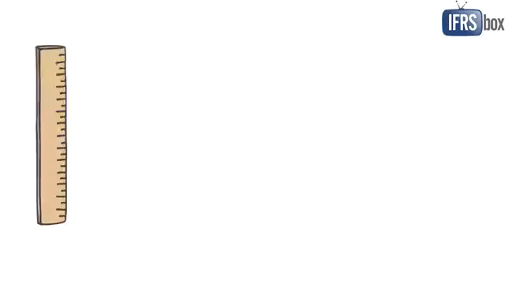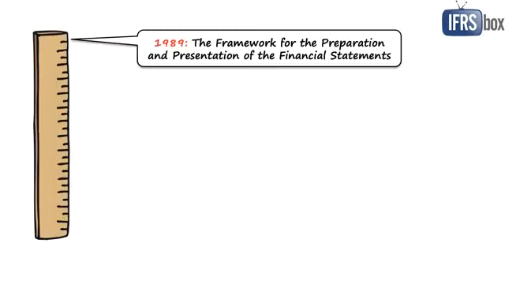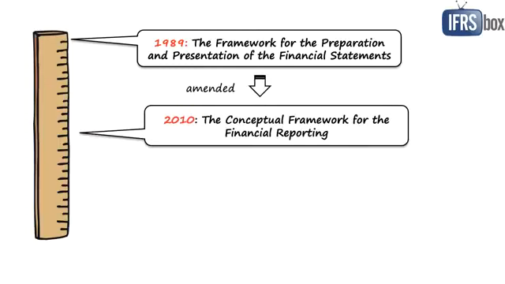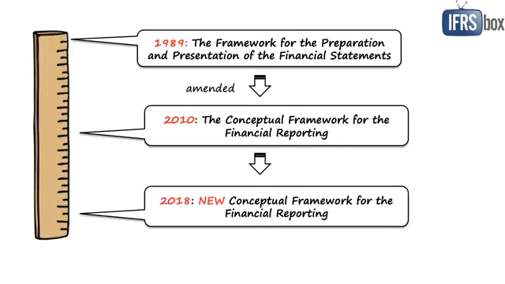Well, in 1989, the Framework for the Preparation and Presentation of Financial Statements was issued, but then the International Accounting Standards Board made amendments to it and the new, although unfinished, framework was issued in September 2010 with a new name, the Conceptual Framework for Financial Reporting. And it stayed in progress for many years, and then in March 2018, the final version was issued with everything completed, so let's take a look.